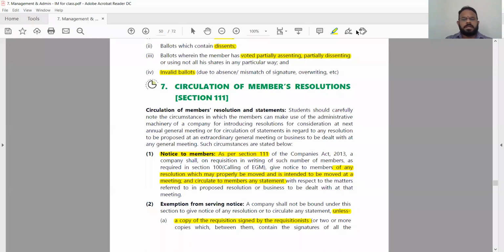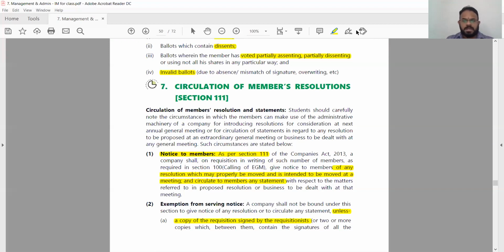So guys, now we are in part 4, the last part of our management and administration. Circulation of members' resolution. The point is, we need to know the way it is circulated for passing a resolution. Resolution, we are anyways going to study whether it is ordinary or special, and in which meeting it is going to be proposed, whether it is the annual general meeting or an extraordinary general meeting, we need to know.